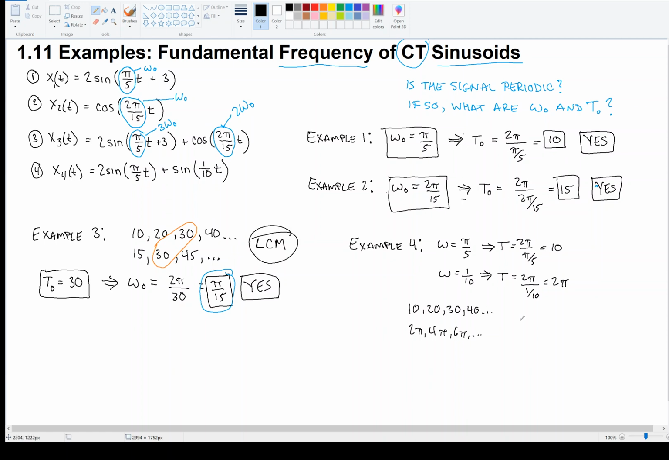Well, they don't have one. This is a nice integer number, 10, 20, 30, 40. This is irrational because of the pi. So they're never going to repeat together. There's no least common multiple there. So this is not periodic, believe it or not. You would think that the sum of two things that are periodic would have to be periodic itself, but it's not the case. The frequencies are not integer related. So you can plot this. Go ahead and plot it in your calculator or whatever plotting software, MATLAB, Python, whatever, and check it out for yourself. It does not repeat.